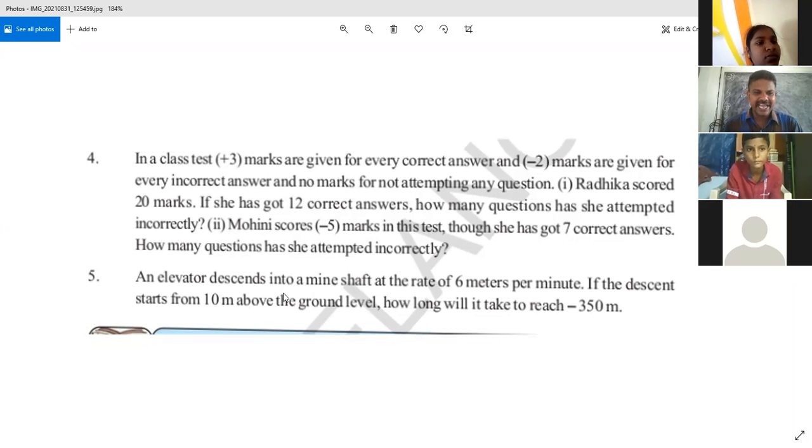Okay. So an elevator descends into a mine shaft at the rate of 6 meters per minute, right? And if the descent starts from 10 meters above the ground level, how long will it take to reach 350 meters? Starts from 10 meters above the ground level.